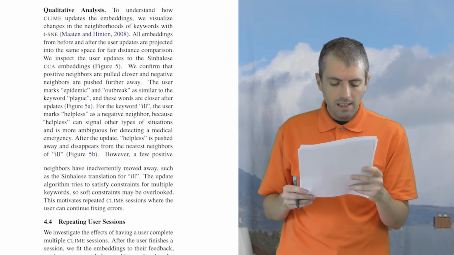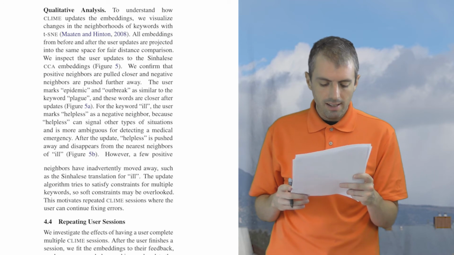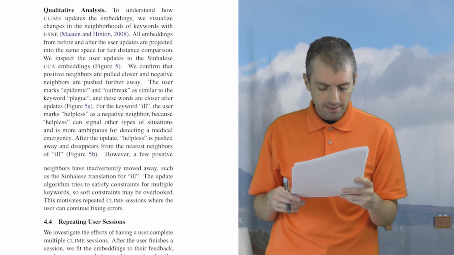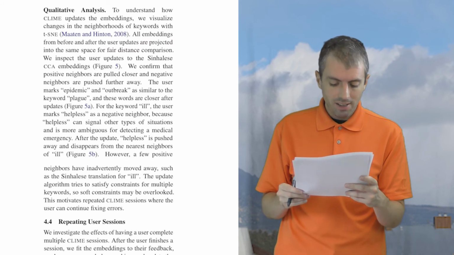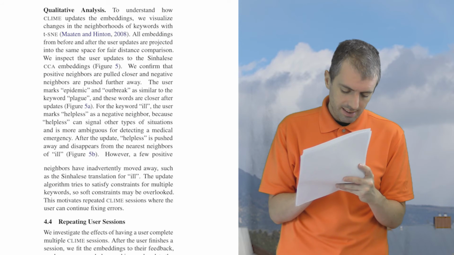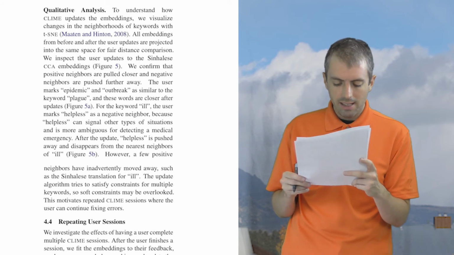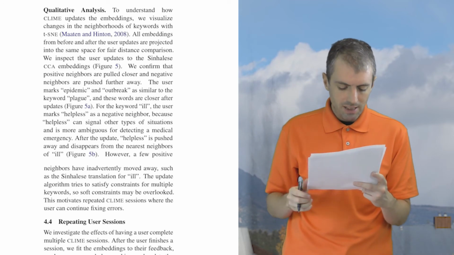To understand how Climb updates the embeddings, we visualize changes in the neighborhoods of keywords with t-SNE. We inspect the user updates to the Sinhalese CCA embeddings. We confirm that positive neighbors are pulled closer and negative neighbors are pushed further away. The user marks epidemic and outbreak as similar to the keyword plague, and these words are closer after the updates.